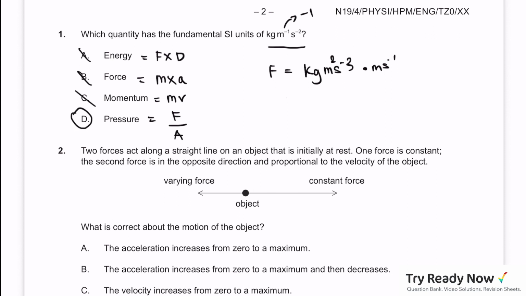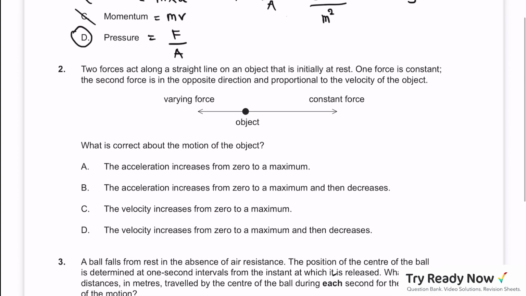But let's just quickly walk through the solution. So we have force, which is equal to kg m s^-2. Now if we divide this by area to get pressure, it will be m^-2. And when you're dividing units, it's kind of like dividing variables in algebra. So you get kg m^-1 s^-2. And that's our answer. So now moving on to question 2.